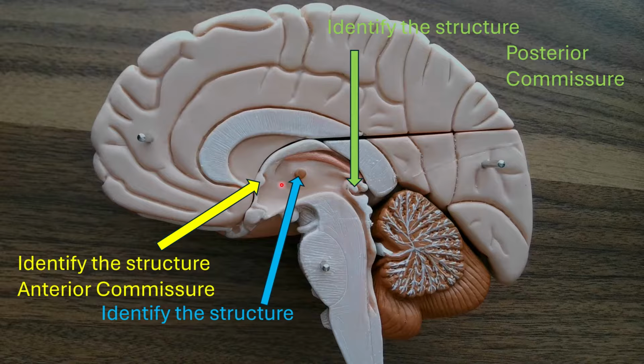Lastly, right here in the middle, we already identified this as the region of the diencephalon. Specifically, we had the thalamus right here, and this right here is the interthalamic adhesion, so it allows both halves of the thalamus to adhere together in the middle.